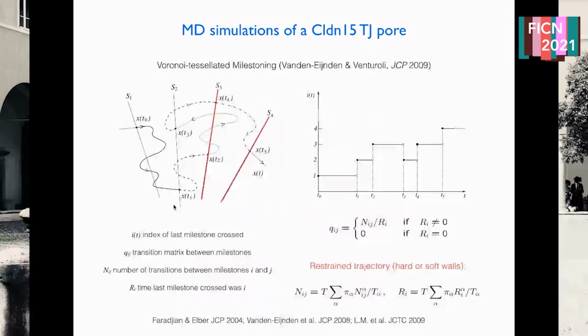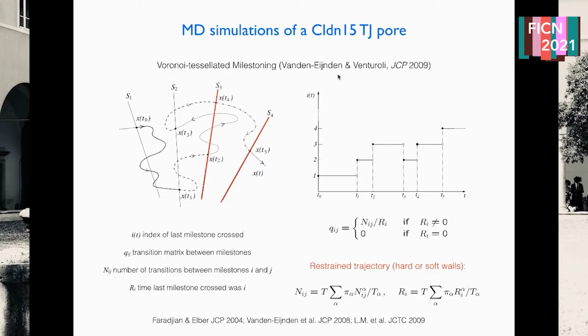So then we look also at the kinetics of the ion going through the channels, and we use the Voronoi-based milestoning method, which is a version of the original milestoning designed by Ron Elber. The Voronoi method was devised by Eric van den Eijnden and Maddalena Venturoli in 2009, and it amounts to restricting the trajectory in windows, in cells, whose walls are identified with the milestones. And this confinement can be realized by hard reflections at the boundaries.